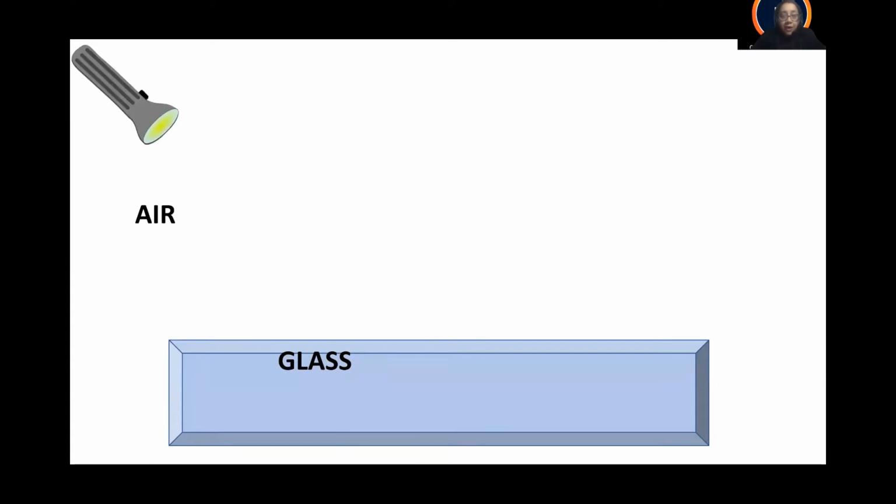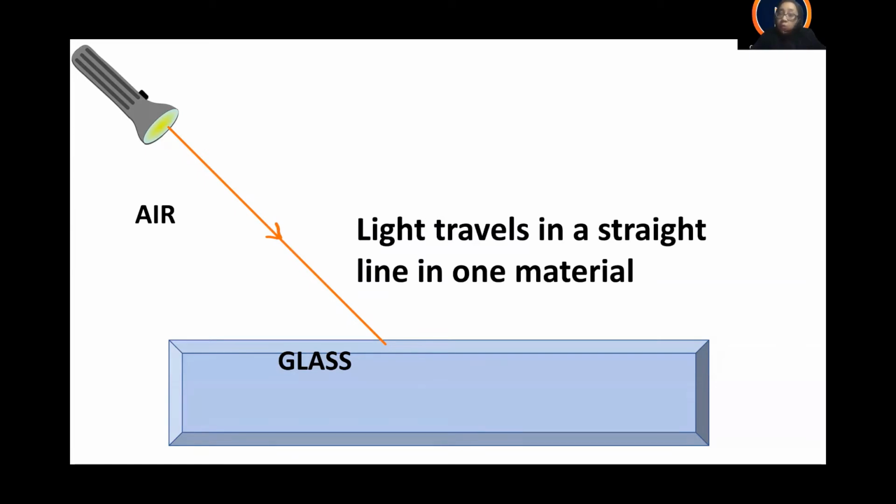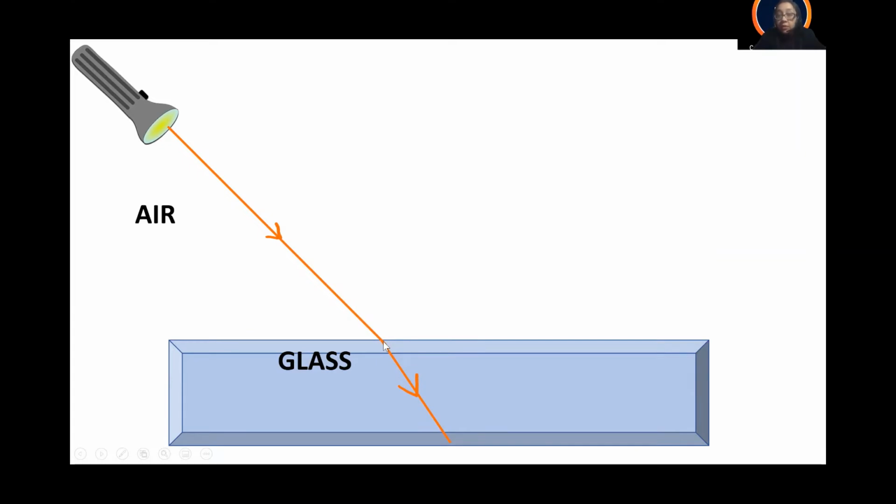Now the light travels in a straight line. So whenever it is traveling within the air, it is traveling in a straight line. Now whenever it enters the glass, it is also traveling in a straight line. And this particular term we call rectilinear propagation of light. So whenever it is entering the glass, it is again traveling in a straight line, but the process of bending happens once it changes the medium.